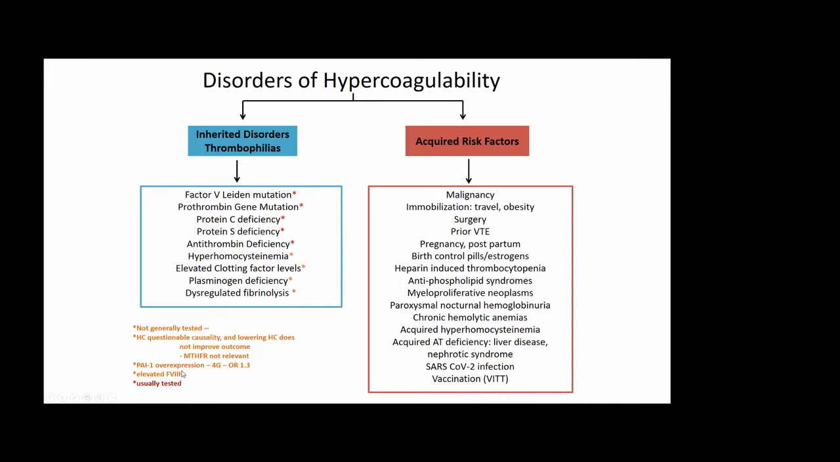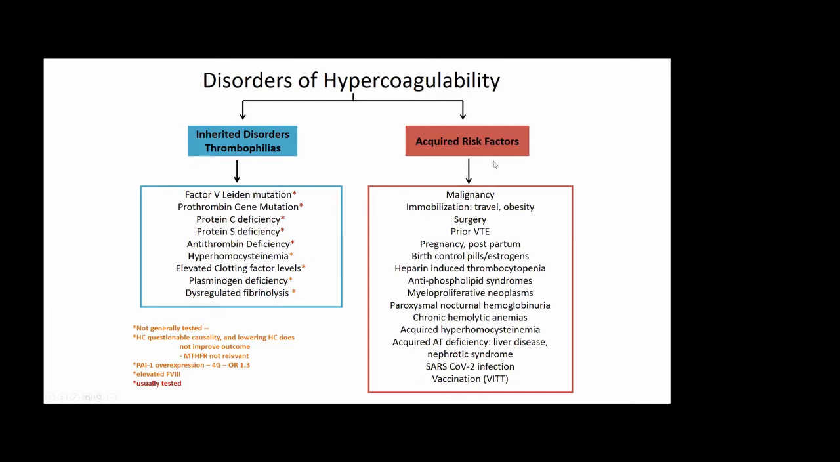PAI-1 and factor VIII can be associated with increased rates of thrombosis, but they fluctuate, and the hazard ratio of PAI-1 overexpression is not far from 1. So we don't usually test those at all. These 5 we do test when testing is appropriate, which is a question I'll get to toward the end.